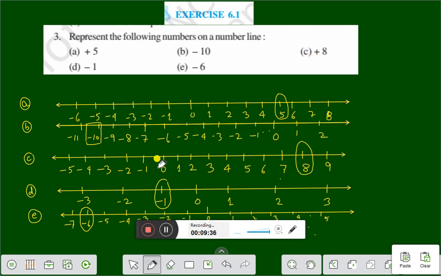C is plus 8. That is 0, minus 1, minus 2, minus 3, minus 4, minus 5, 1, 2, 3, 4, 5, 6, 7, 8, 9. If we represent plus 8, then this is the representation of plus 8. Question number D, it is 0, 1, 2, 3, minus 1, minus 2, minus 3, and you have to represent minus 1. You see this is the representation of minus 1. And question number E, that is minus 6. This is 0, 1, 2, 3, 4, 5, minus 1, minus 2, minus 3, minus 4, minus 5, minus 6, minus 7. And this is the representation of minus 6 on the number line.